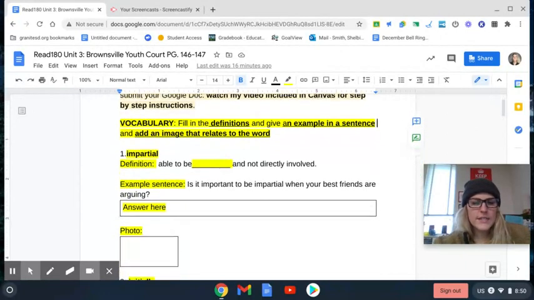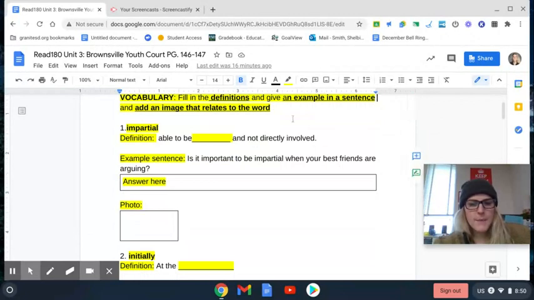The first word is impartial. Impartial means able to be fair and not directly involved. So another way to say this is like you're in the middle. You're not really choosing a side. The example sentence I want you to answer is: is it important to be impartial when your best friends are arguing?